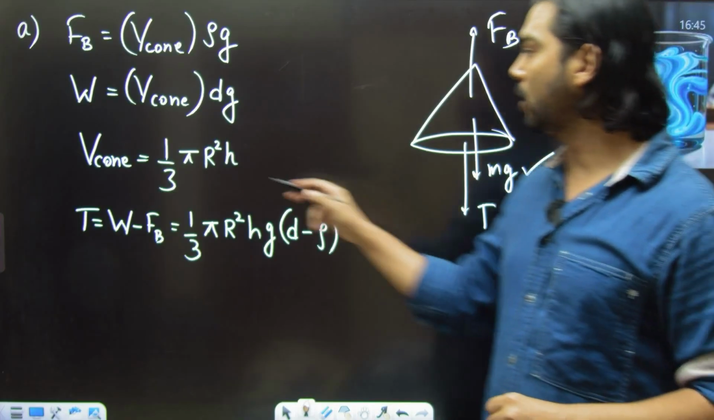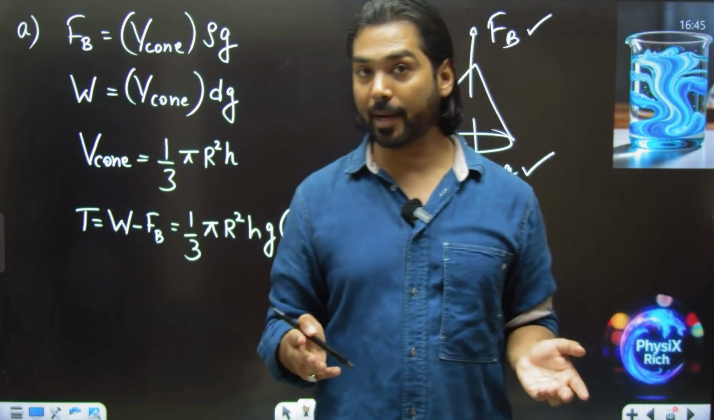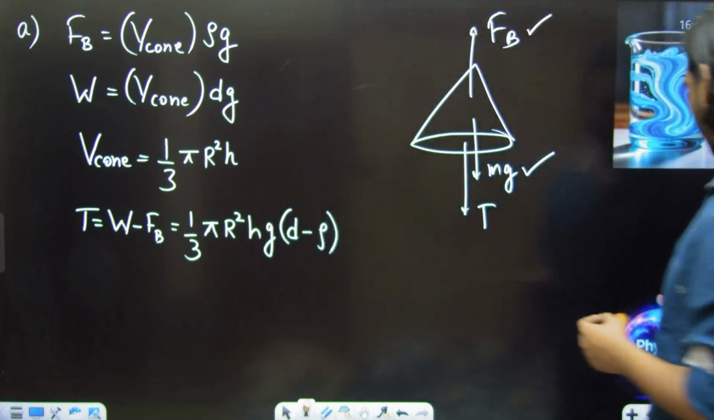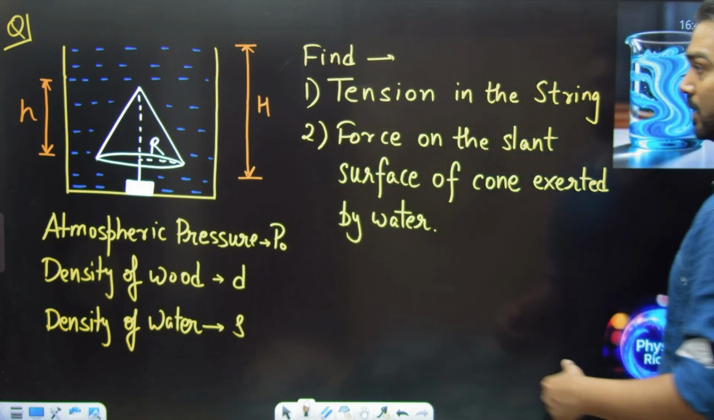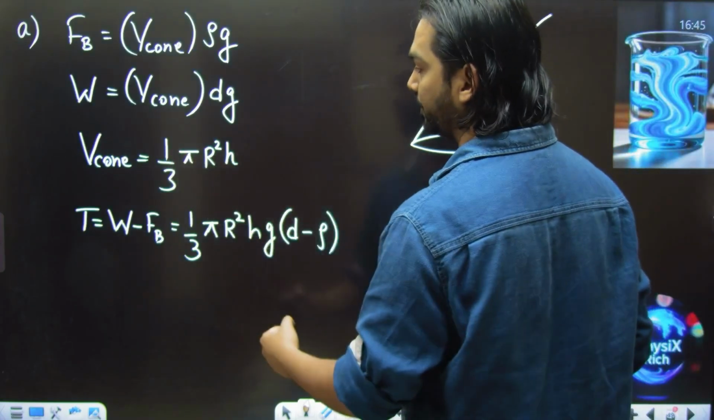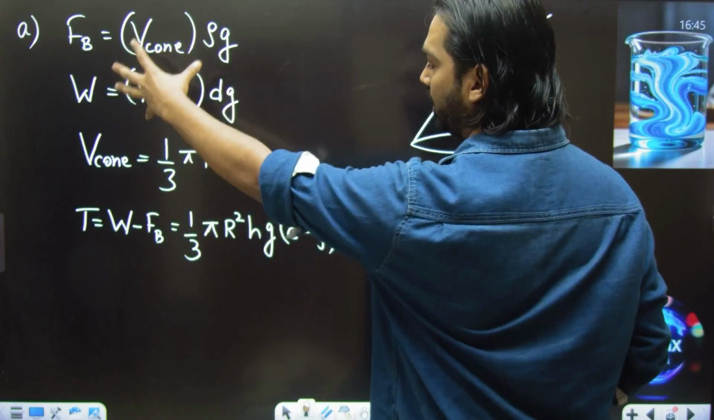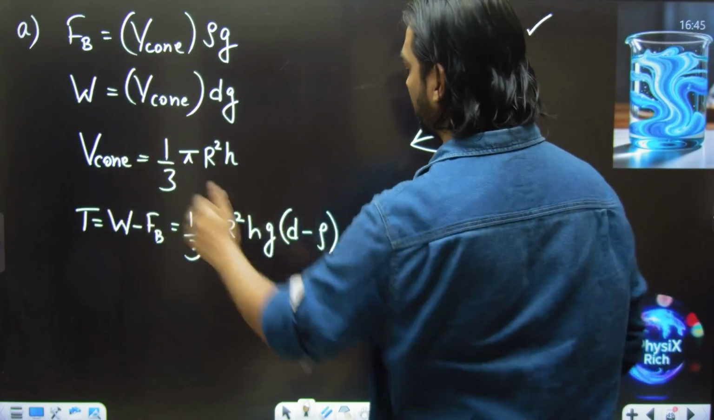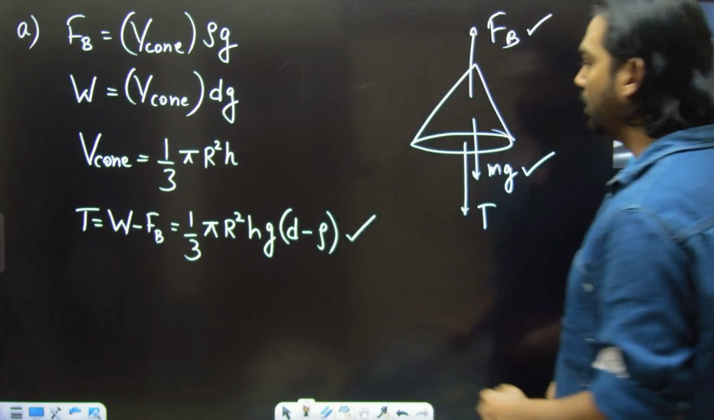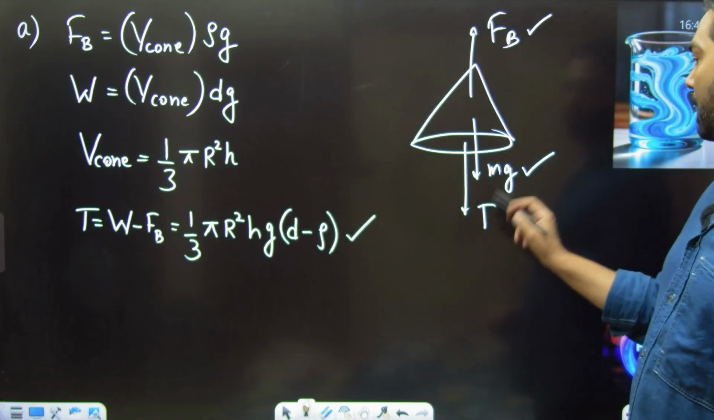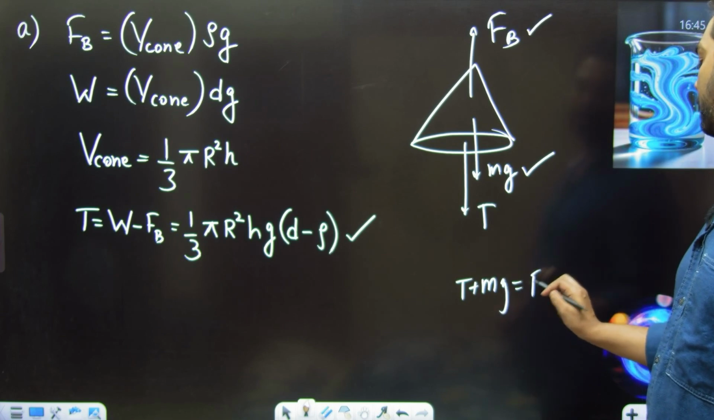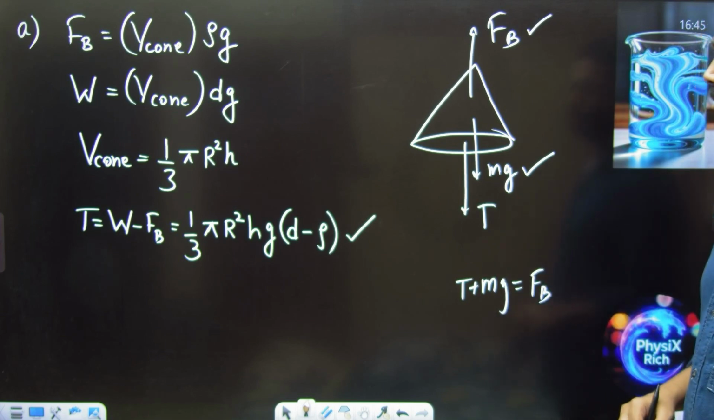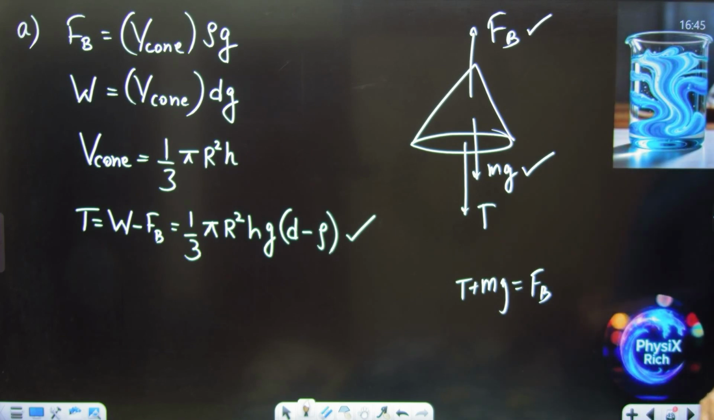And we know that the volume of the cone is given by 1 upon 3 pi r square h. The radius of the cone is given to you as r, and the height of the cone is given as small h. That's why this is the volume. Then you take everything and put it over here, and that's how you get the tension. Which equation are you supposed to apply? Simply T plus mg equals FB. That's all.